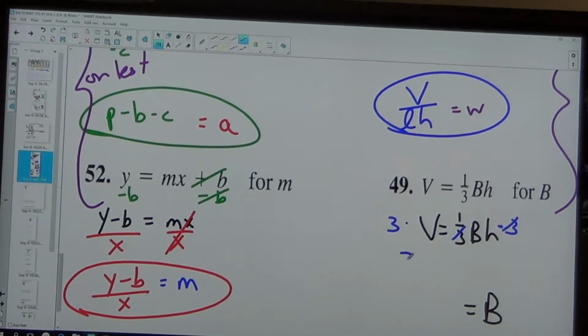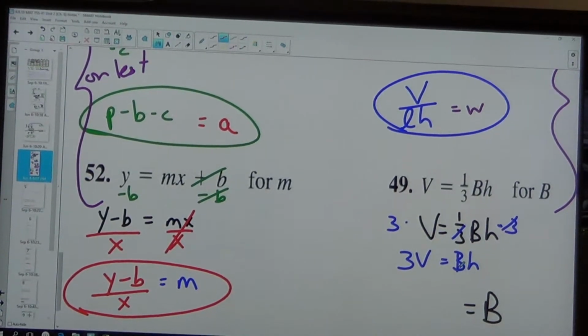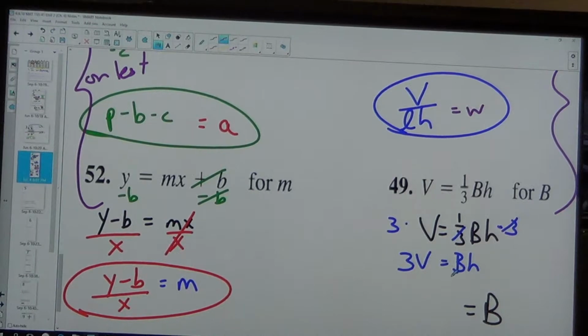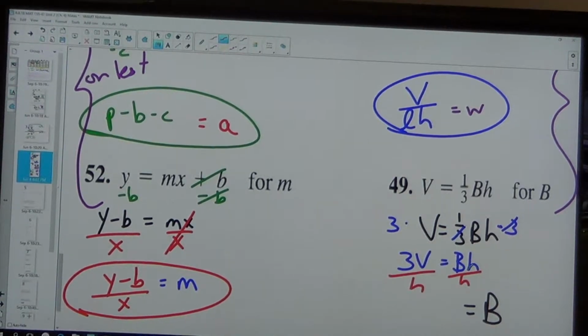So that gives you 3V equals big B times H. So what do I need to do now? Divide. Divide by who? H. What are we trying to get alone? The B. So we're going to divide by H. You've got to check who you're trying to get by itself. Don't just randomly move things around the house.